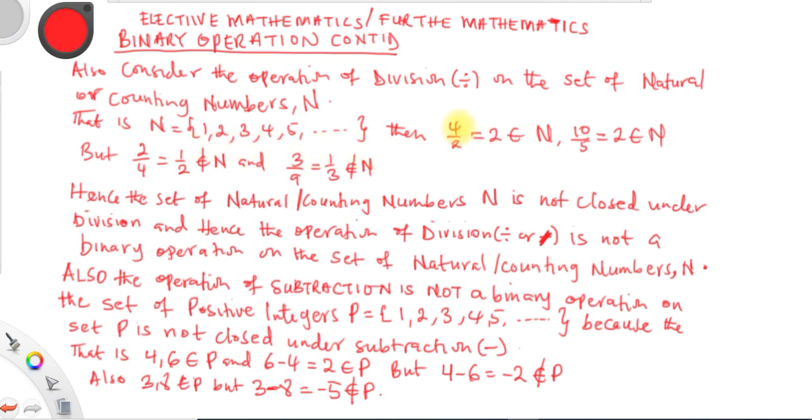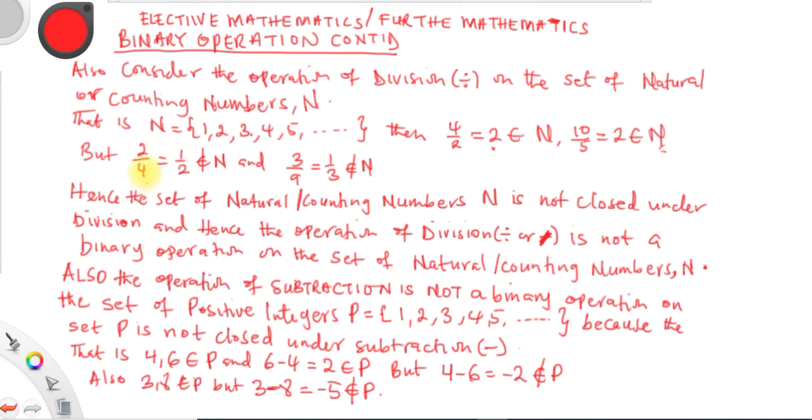Then we are looking at the operation of division under this set of natural or counting numbers. We take two elements, in this case 2 and 4. Dividing 4 by 2, we get 2, which also belongs to the set of natural numbers. We take 10 and 5, we divide, we get 2, which also belongs to the set of natural numbers.